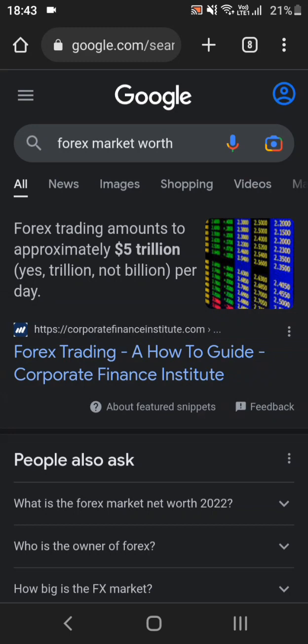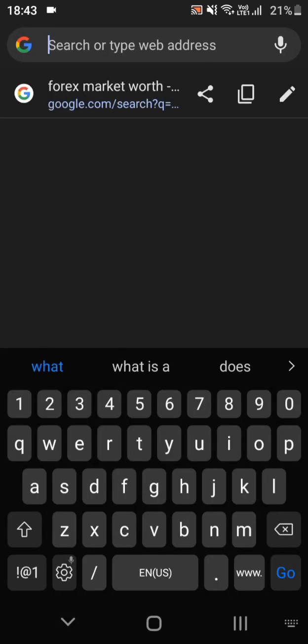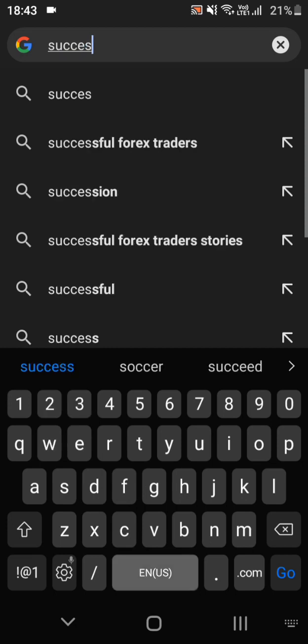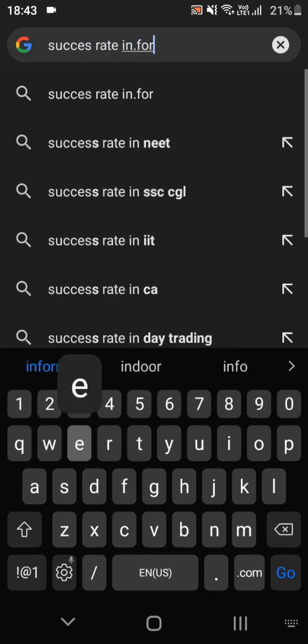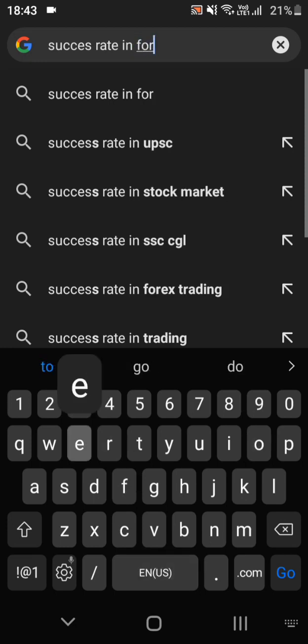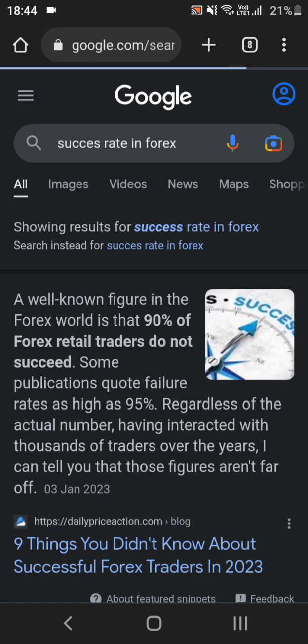So we may ask, where is that $5 trillion coming from? Well, it's coming from us. That money, that 5 trillion per day, is coming from me and you, the retail traders. When you make a loss or when you blow your account, that money goes straight into the market. If you do another Google search, let's say success rate in forex, you will see why this industry is worth so much money.